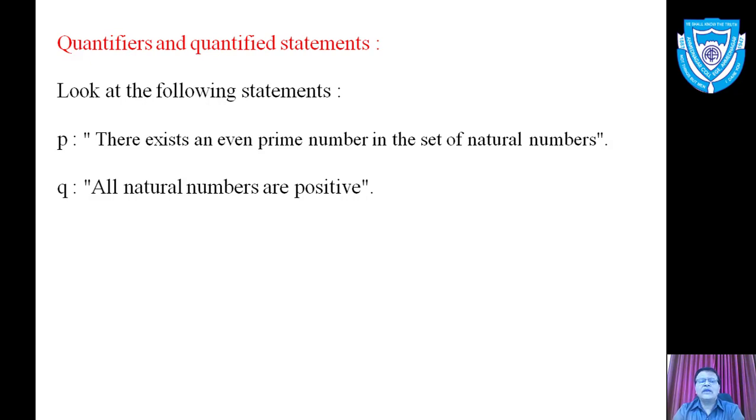In the second, all natural numbers are positive. So the condition is being positive. And how many numbers are positive? All. In the first, how many natural numbers are even prime? Not all. We cannot say all. But there exist. So these are two types of quantified statements. Such statements which use all, there exist, some, are quantified statements. And the words all, there exist, some, are called quantifiers.